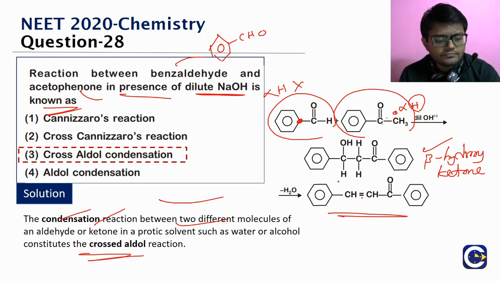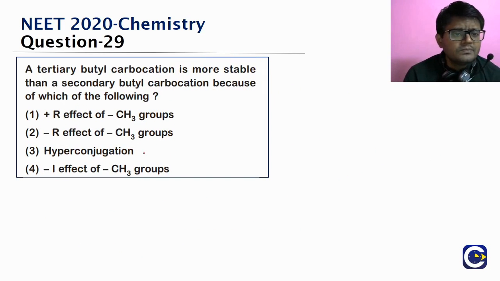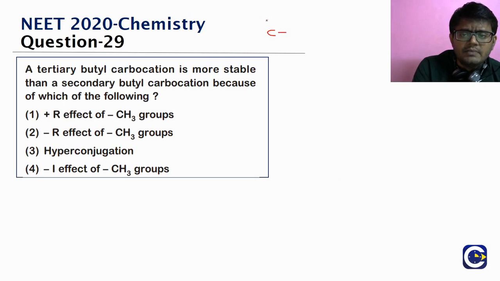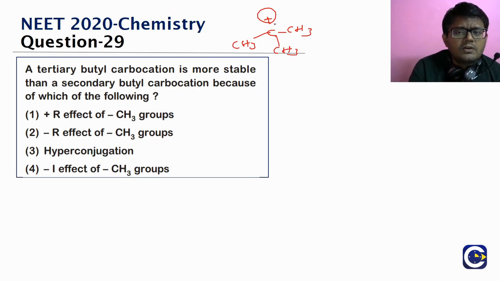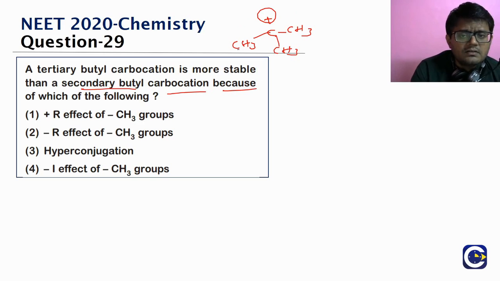Okay, so we'll go on to the next question, question number 29. A tertiary butyl carbocation. What is the tertiary butyl carbocation? It means a carbon which is bonded to 3 methyl groups with an electron deficit site. This is the tertiary butyl carbocation. And secondary butyl carbocation, what do you mean by that? A butyl carbocation where the electron deficit site is on a secondary carbon. This is the secondary butyl carbocation.